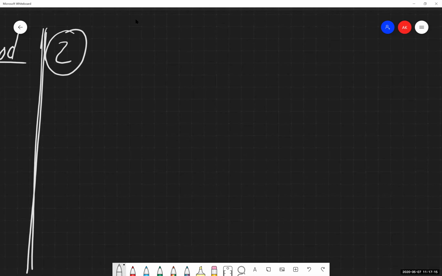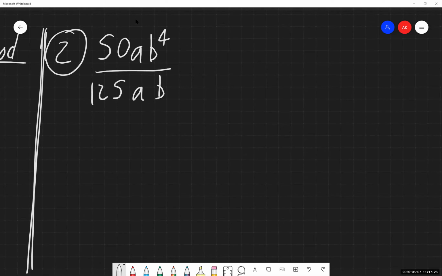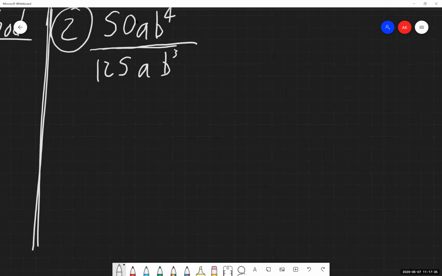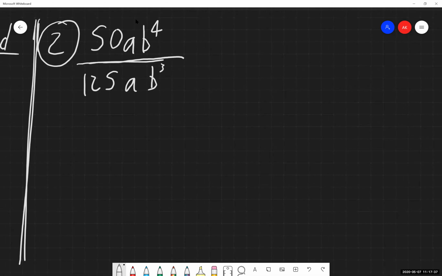Okay, so our second example that we have here, we have 50ab to the fourth, and then 125ab to the third. And yep, everything's written down correctly. Okay, so yeah, we're told to fully reduce this thing down.